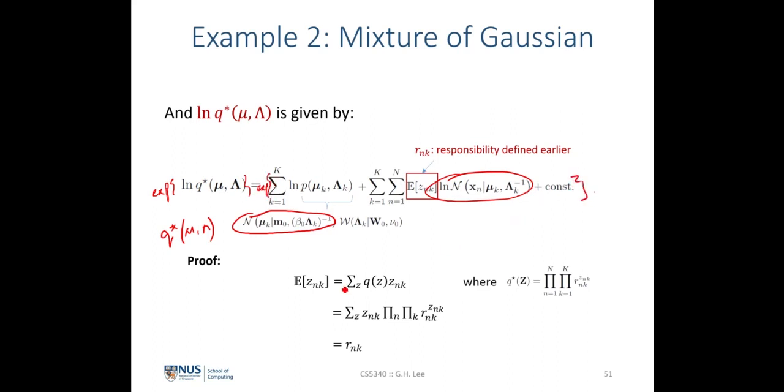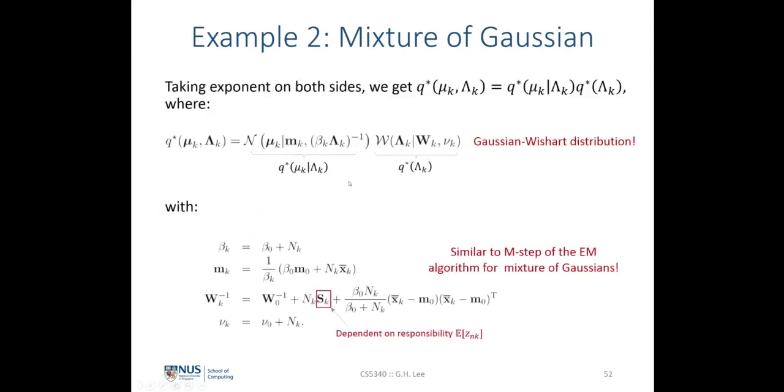And what we can see is that we finally obtain this expression over here, which is an exponential of the merging of the two normal distribution terms seen in the previous slide. What's interesting is that we end up with a Gaussian-Wishart distribution for the optimal solution on the proposal distribution over mu k and lambda k.